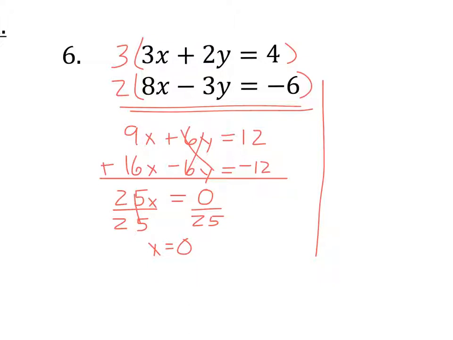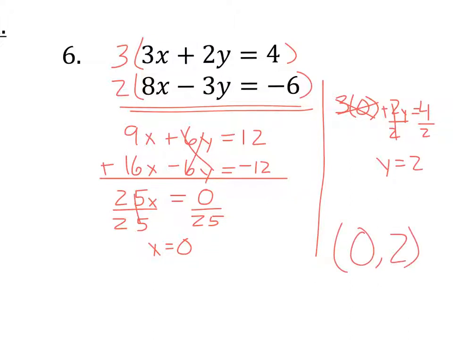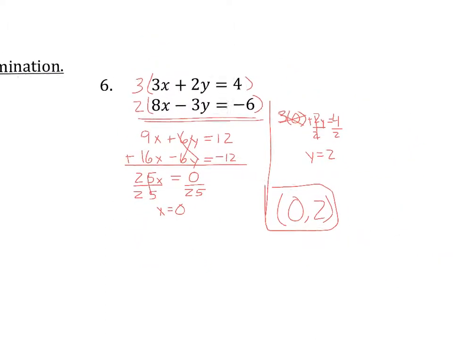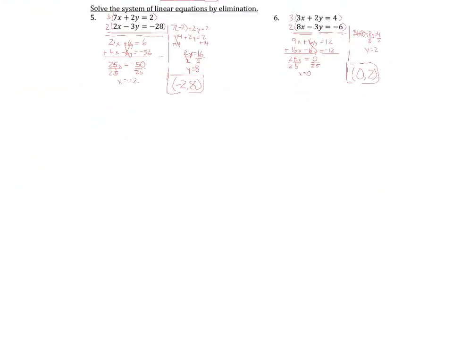So then I plug that in to find my y value. I'll pick the top equation, so 3 times the x value of 0 I just found, plus 2y equals 4. Anything times 0 is just 0, so that term's gone. So I just need to divide by 2, and I have y equals 2. So then my ordered pair answer is 0, comma 2. Okay? So those are the most complicated type. When you can't just multiply one equation by anything, you've got to multiply both equations. Okay, so that's that.